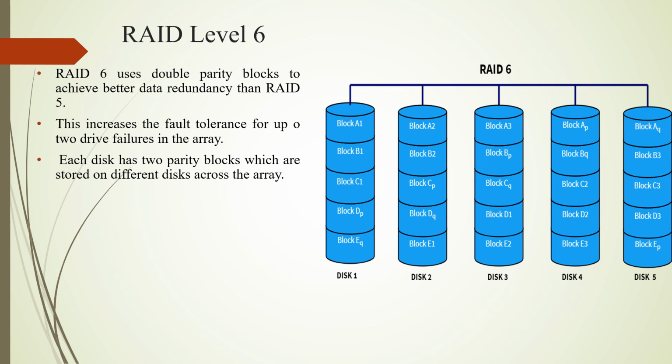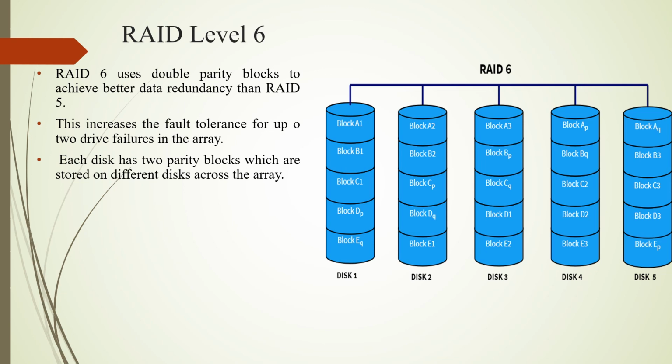RAID level 6. It uses double parity blocks to achieve better data redundancy compared to the RAID 5 level. You can make out here disk 1, disk 2, disk 3, disk 4, disk 5 are the multiple disks in this RAID disk array. Here the blocks A1, A2, A3, AP and AQ. Similarly, blocks B1, B2, B3, BP, BQ, like that.